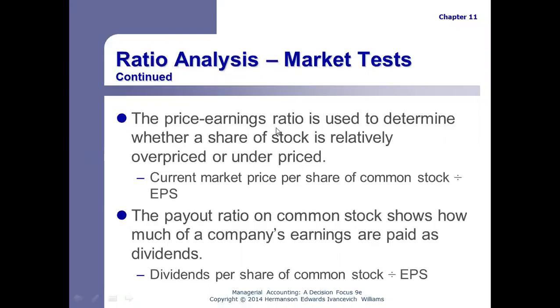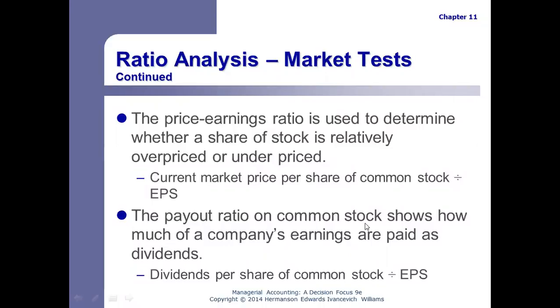Price earnings ratio as well. It's often used in finance to determine if stock is overpriced or underpriced. So it's the current market price of a share of common stock divided by earnings per share. And remember, earnings per share we calculated in a previous slide. But again, this ratio kind of determines whether a stock is expensive or it's cheap.